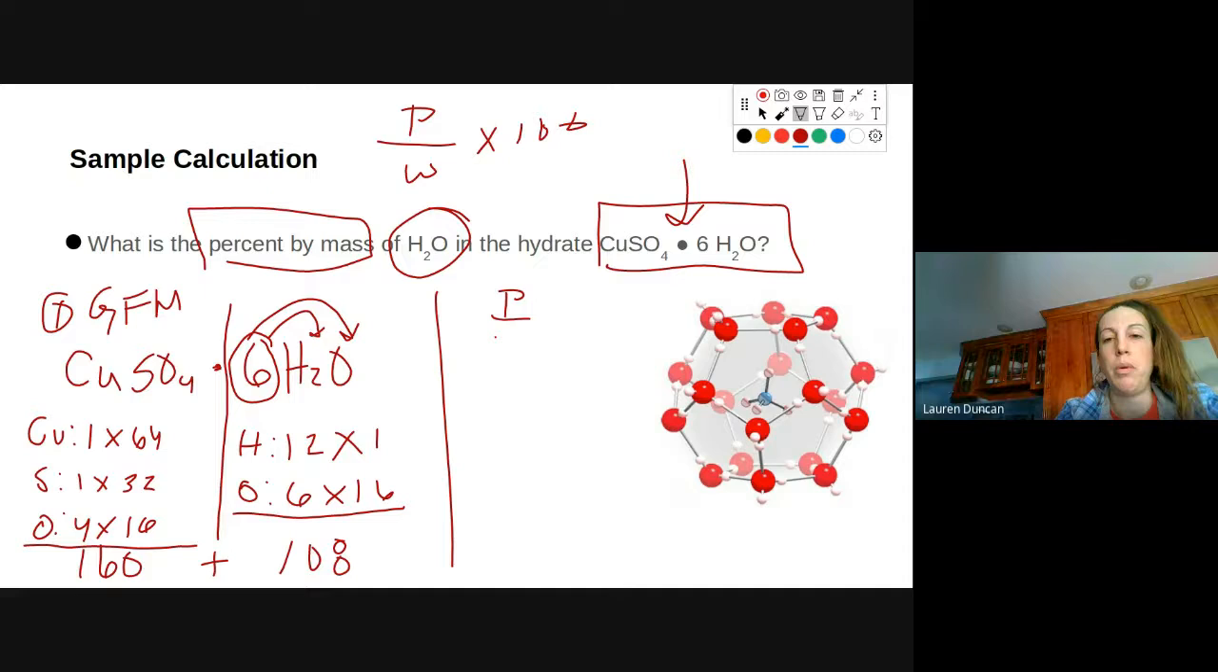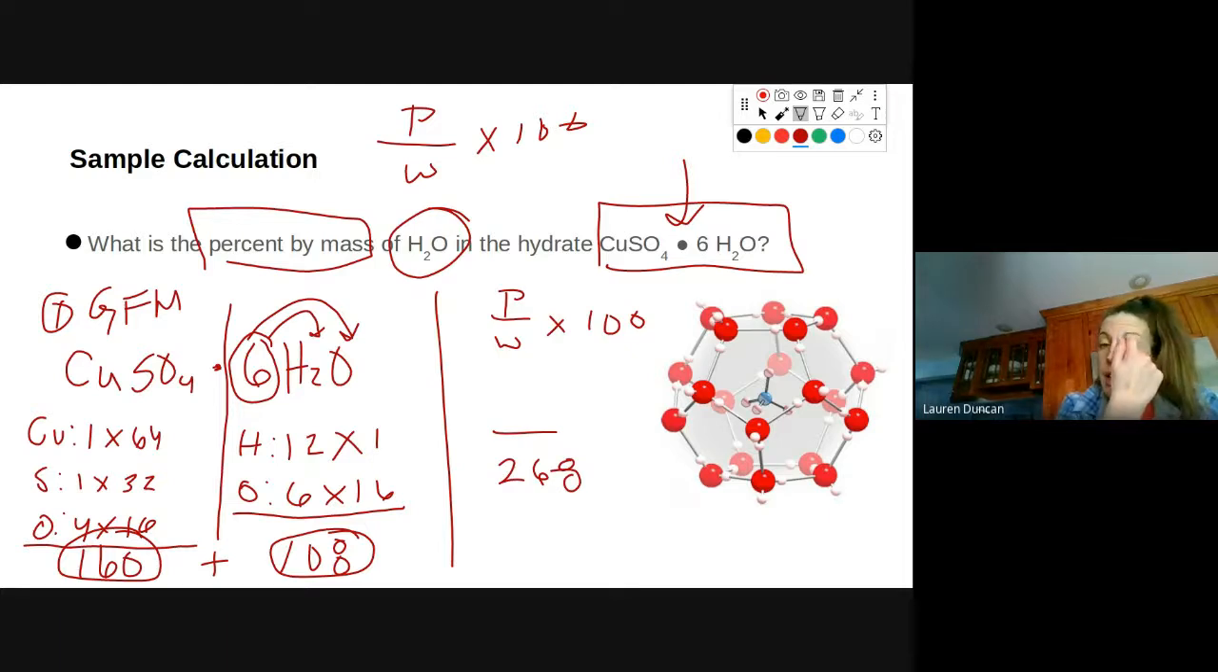Okay. So to get the mass of the whole thing, because that's our next step, it's the mass of the part over the whole times 100. The mass of the whole thing is the combined mass of the copper sulfate, 160, plus the mass of those 6 waters. So that would be 268. You'd have to add them together to get the mass of the whole. The reason why we set this up like this is now it's very easy to see that 108 grams of that total mass, we're asking for the percent by mass of water, 108 grams out of that 268 grams comes from those 6 waters.